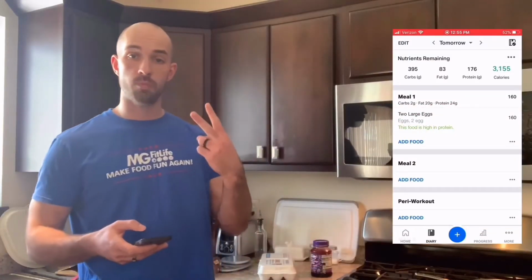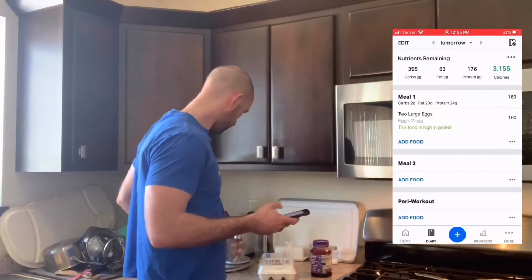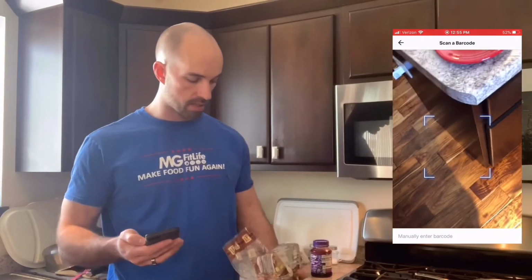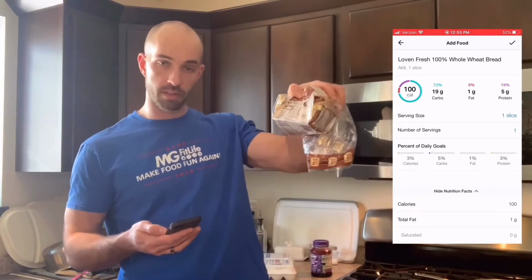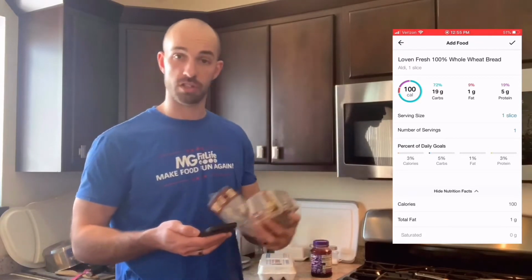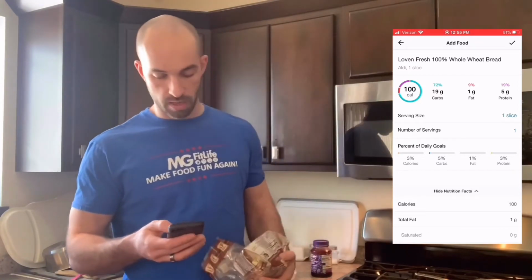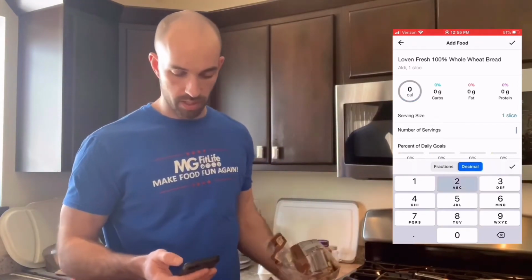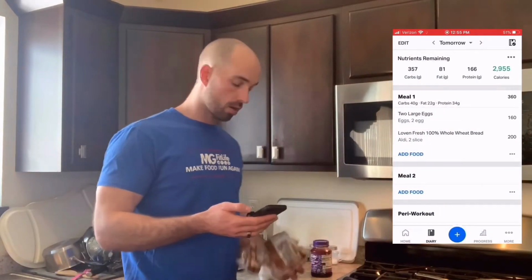Now let's say I have 2 pieces of toast at this meal. Same thing, I'm going to go add food. Hit that handy barcode scanner, super easy. I'm going to scan the barcode here. Perfect. And one thing you want to remember is to double check, make sure that the nutrition label on the food matches up with MyFitnessPal. Matches up, okay. Again, I'm going to have 2 slices, cool. Okay, so I've got my 2 slices of bread, 2 eggs, now the jelly.